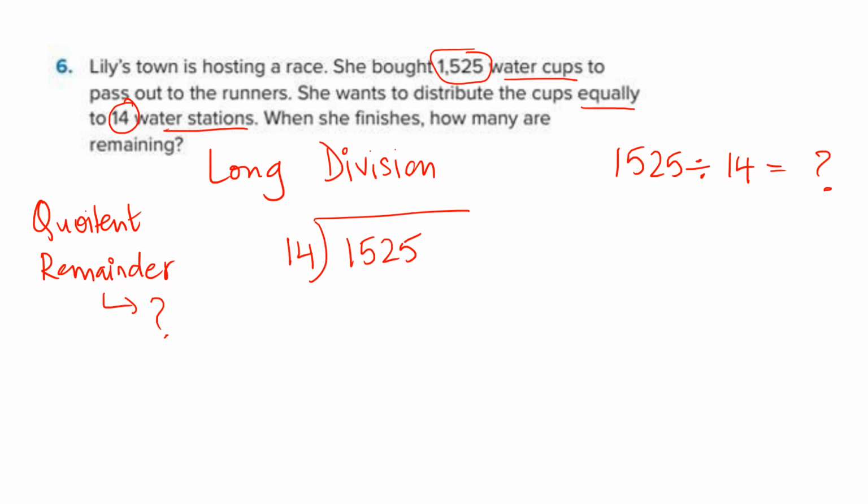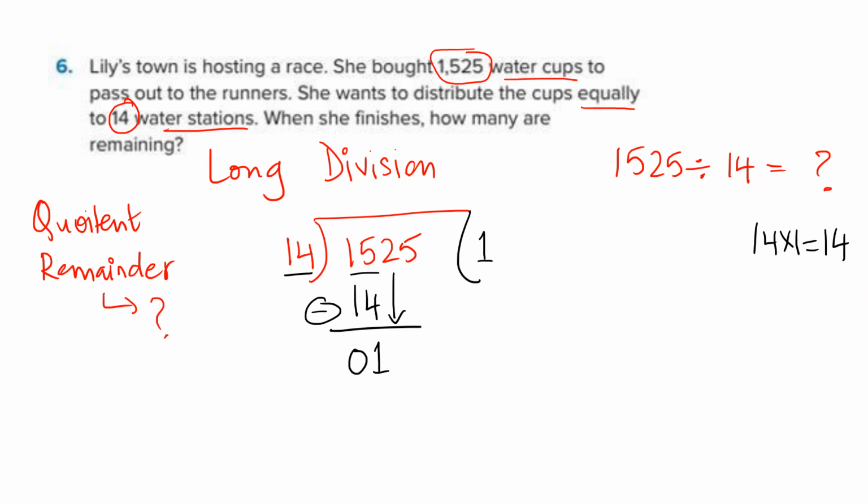So let's start. There are two digits, 14, here. If I take two digits, 15, then 14 multiplied by 1 is 14, and it is a little less than 15, so it works for me. I put it down and I do the subtraction. So 5 minus 4 is 1, 1 minus 1 is 0. Next digit, 2. Now 12 is less than 14. I cannot divide, so I have to go ahead and copy the next one, which is 5. So now I get 125.